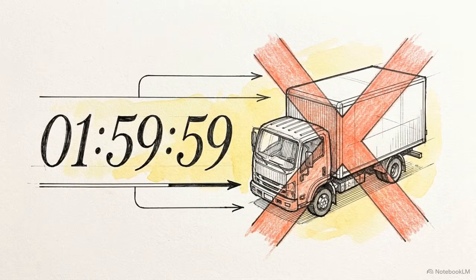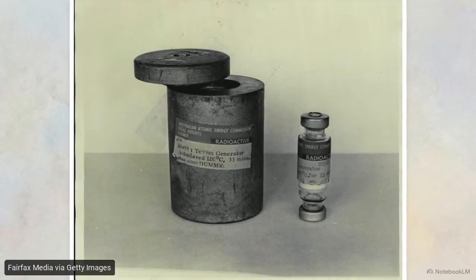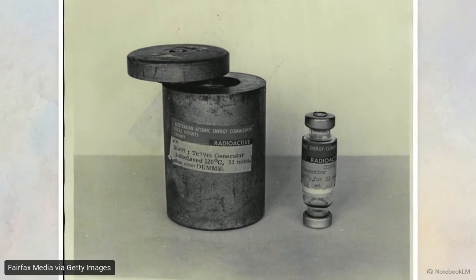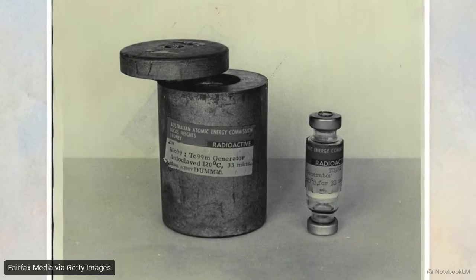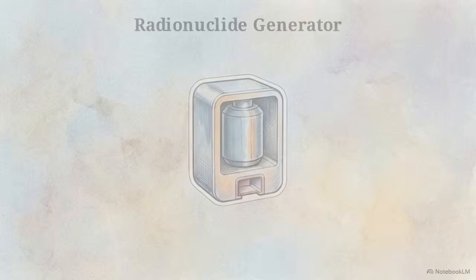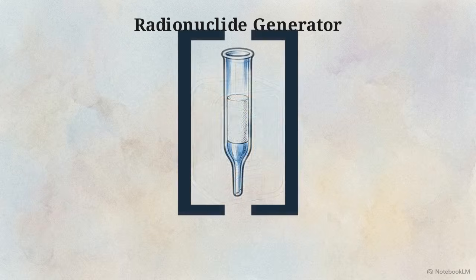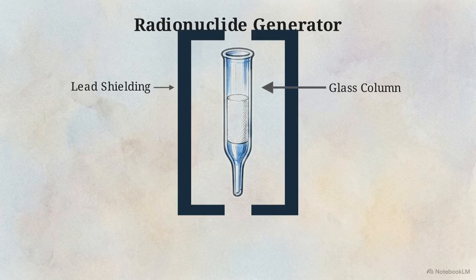Certain vital isotopes have half-lives measured in seconds or hours, making physical transport from a reactor to a hospital impossible. The solution is the radionuclide generator. This photograph shows a heavy, lead-lined canister next to its sterile collection vial, manufacturing short-lived isotopes at the bedside. This cross-section diagram reveals the internal anatomy. A sterile glass column encased inside that heavy lead or depleted uranium shielding.